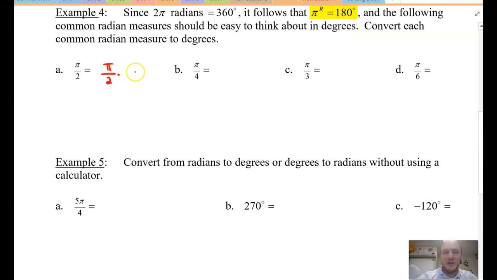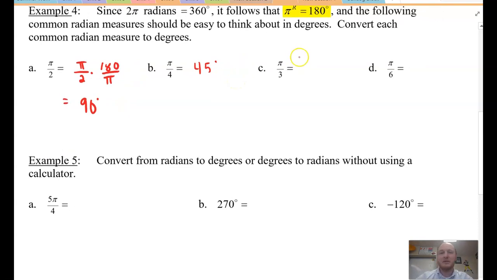and we can multiply by 180 over pi. But hopefully you recognize that pi over 2 is 90 degrees, right? And then same with these other angles, pi fourths. Again, I can do the same thing. I can multiply by 180 over pi, or you can just know that pi over 4 is 45 degrees.